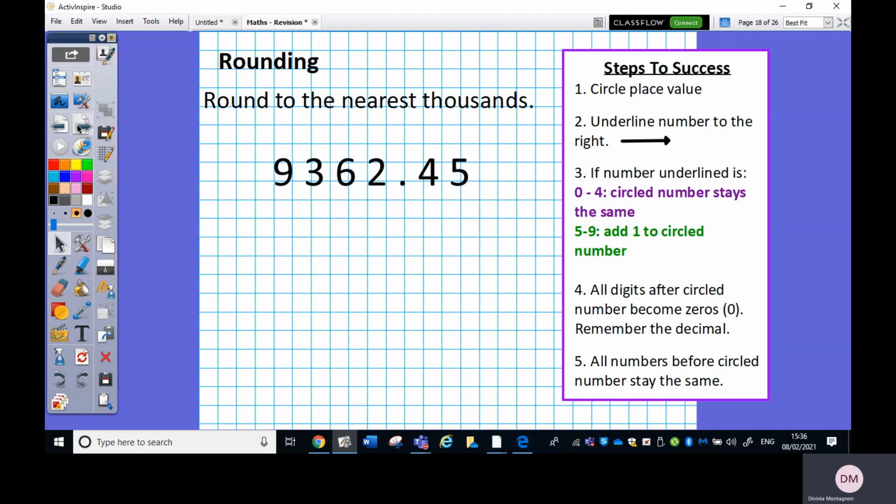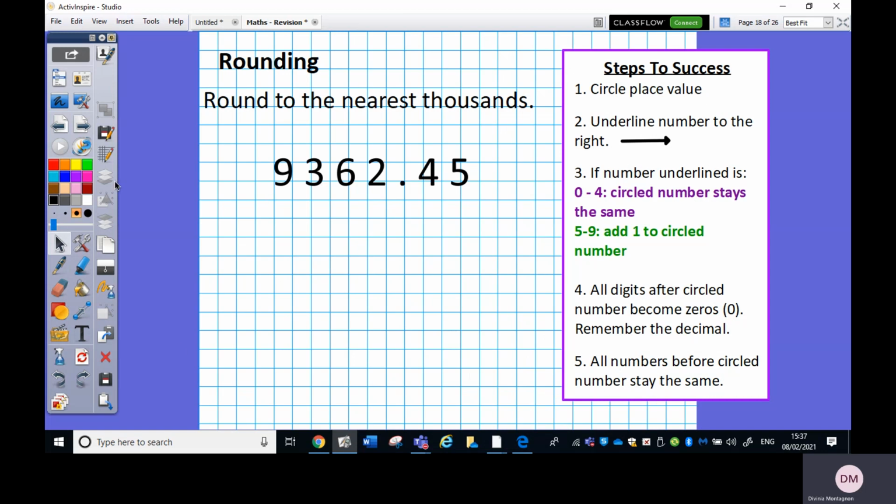Okay, so let's take a look. Here we're going to round to the nearest 1,000. Let's take a look at our steps of success. First of all, circle the place value. Then the second thing that we're going to do is underline the number to the right. Number 3, if the underlined number is 0 to 4, the circled number stays the same. But if our number is between 5 and 9, then we add 1 to the circled number. Number 4, all digits after the circled number become zeros. You need to remember your decimal. Number 5, all numbers before the circled number stay the same.